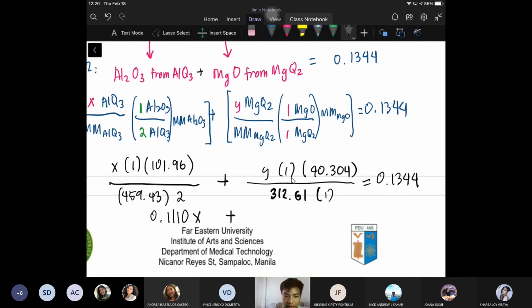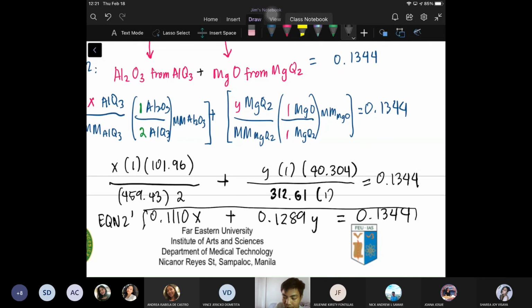How about this one? Ganun din. 40.04 times 1 times y divided by 312.61 times 1. So that will give you 0.1289y. This will be our equation 2 prime.